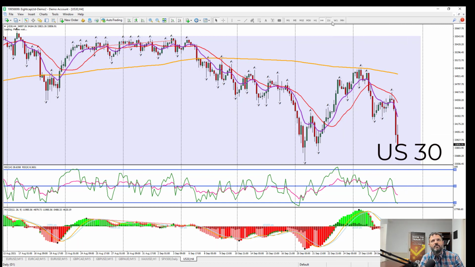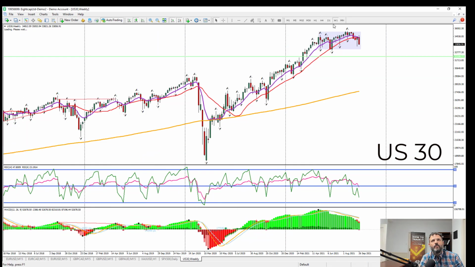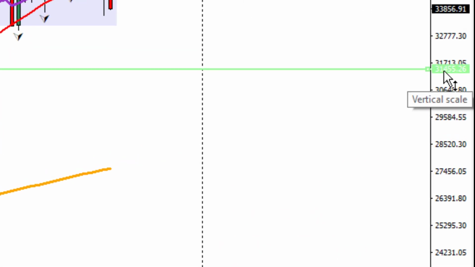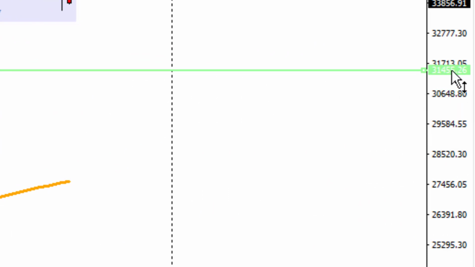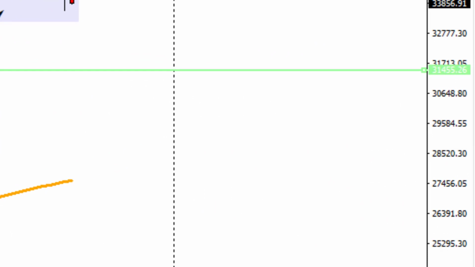So let's go back and let's go up to a weekly time frame and look at where could we go. Well, I think if we break outside of this box, I think we have an opportunity to get right back over here, which is the 31,455 level, 31,455. I think that we could get there.